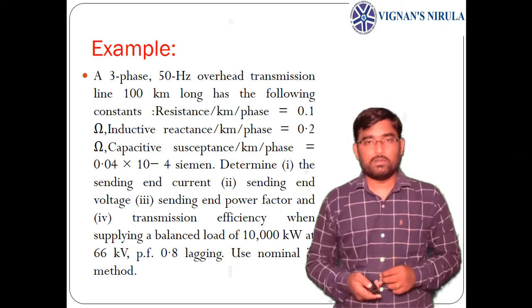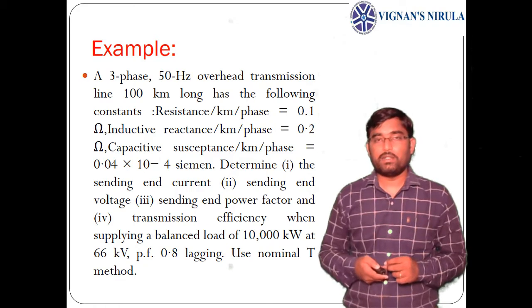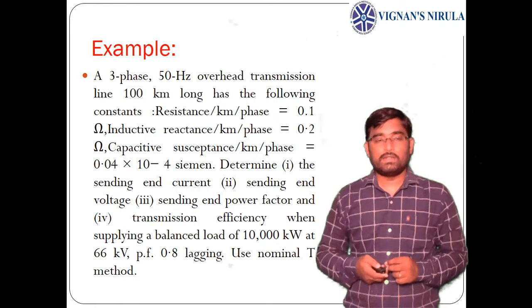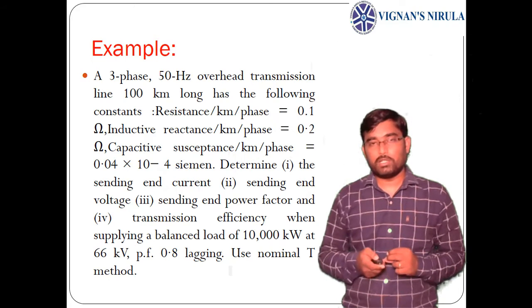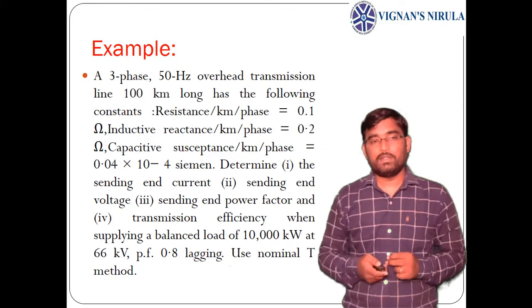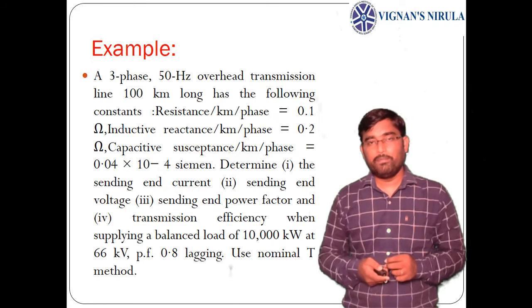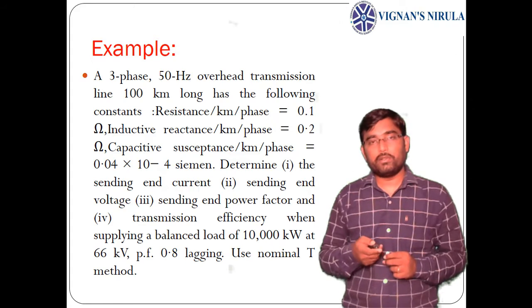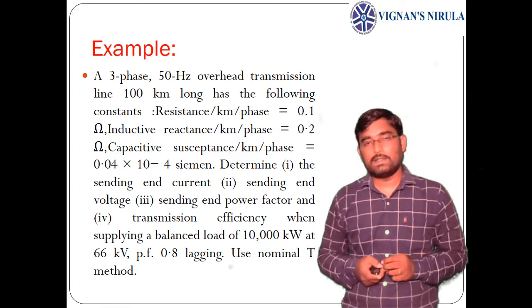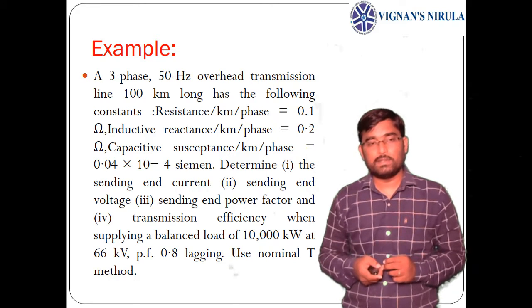Let us go through an example. A 3-phase 50 Hz overhead transmission line of 100 km long has the following constants. Resistance per kilometer per phase is given as 0.1 ohms. Inductive reactance per kilometer per phase is given as 0.2 ohms. Capacitive susceptance per kilometer per phase is given as 0.04 into 10 power minus 4 Siemens. So capacitive susceptance is given, not the capacitive reactance.